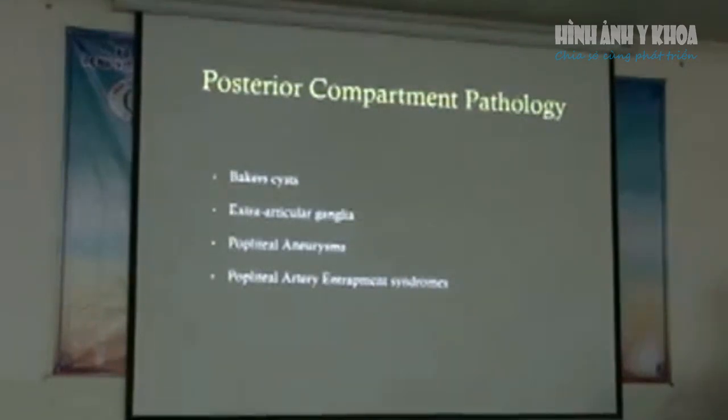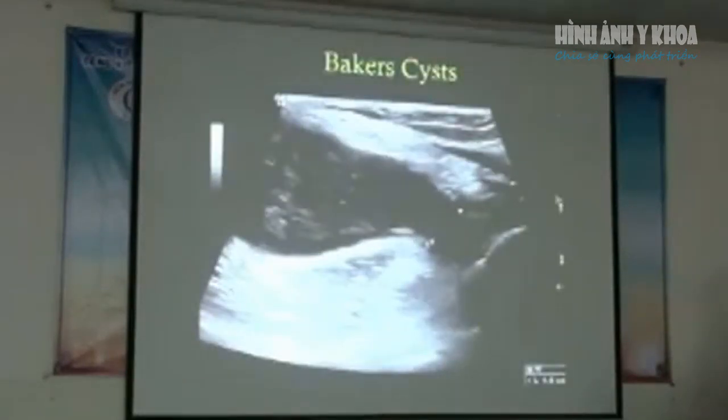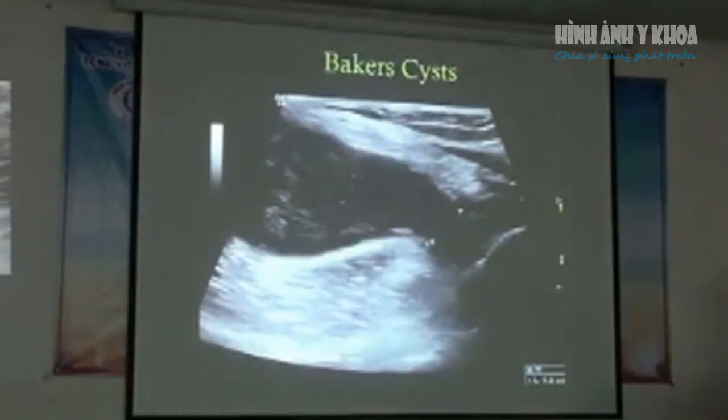And the things that we can expect to see in the posterior compartment are Baker's cysts, ganglia, aneurysms of the popliteal artery, and also popliteal entrapments. Những bệnh lý thường gặp ở khoang sau như là nang Baker, nang ngoài khớp, có phình động mạch khoeo và hội chứng chèn ép động mạch khoeo. So Baker's cysts are very common in the knee. Nang Baker thì rất thường gặp ở gối.